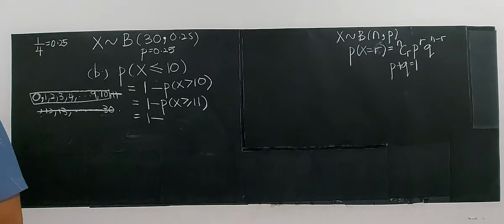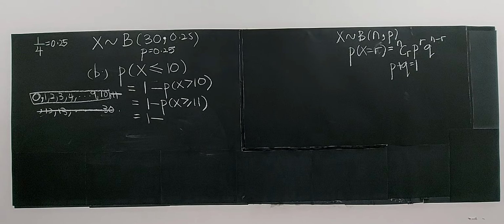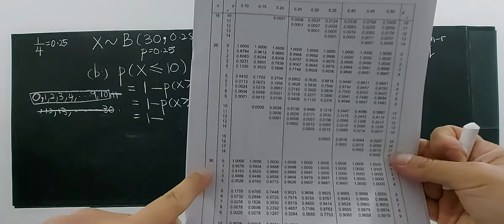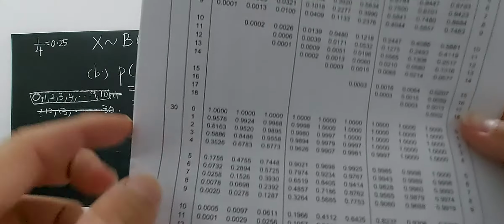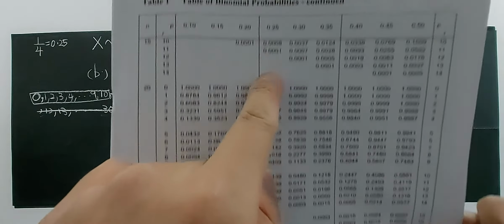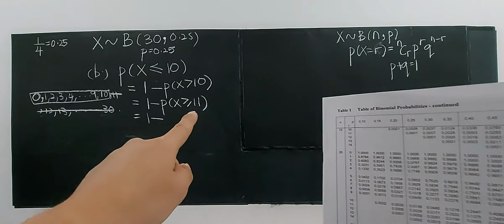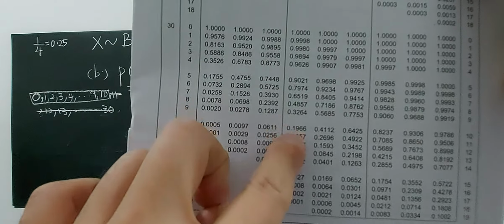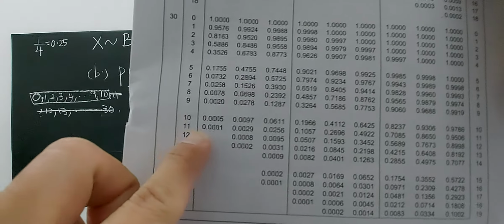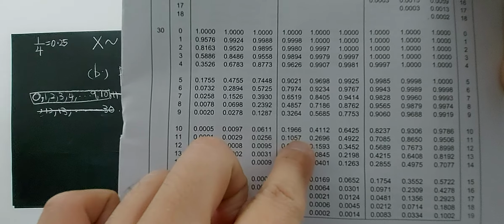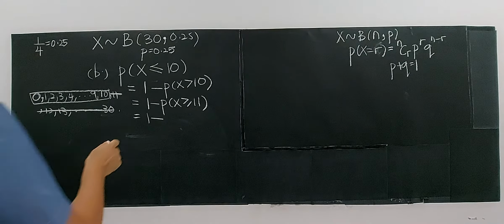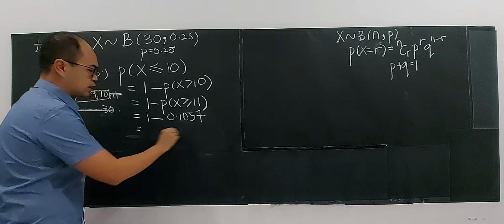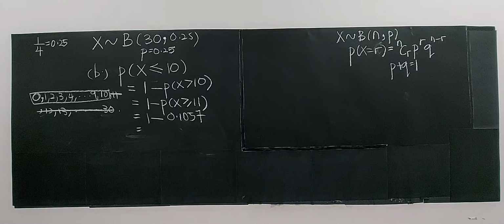So how do you read this from a statistical table? Very simple. First you look at the distribution, here it will be 30, 0.25. Where is the value 11 here? For 30, 0.25, look at the value 11, which is 0.1057.